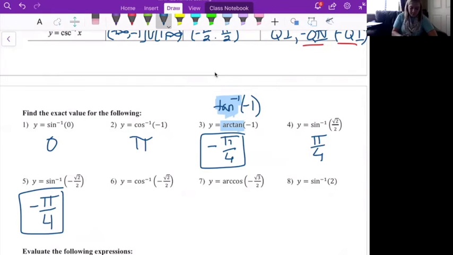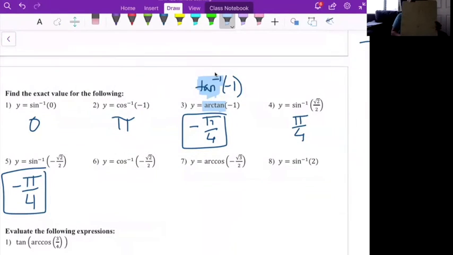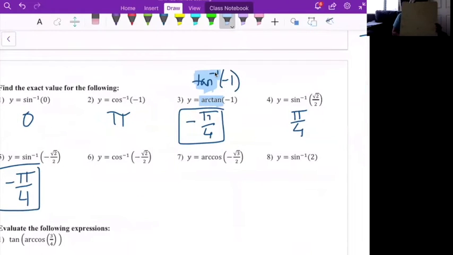But now for cosine, it is in quadrant 1 or 2. And so for cosine, we are going to look between 0 and pi for when our x value, or cosine, is negative root 2 over 2. And so that would be at 3 pi over 4. And so because our interval is between 0 and pi, it would still be 3 pi over 4.